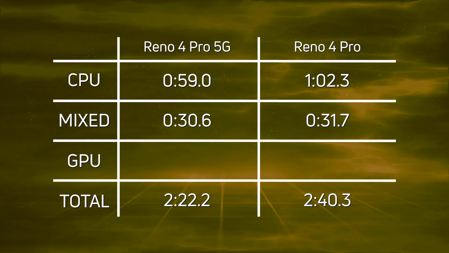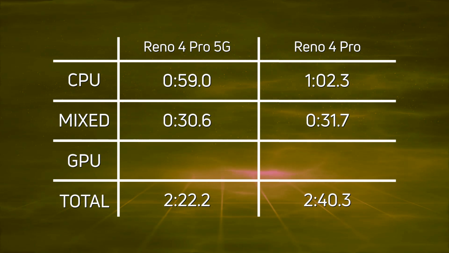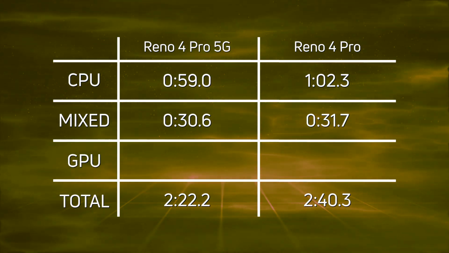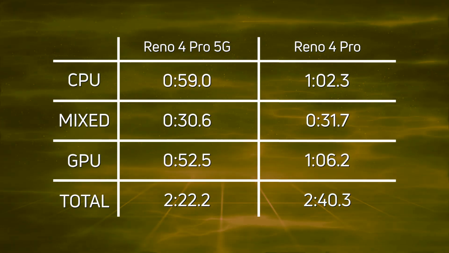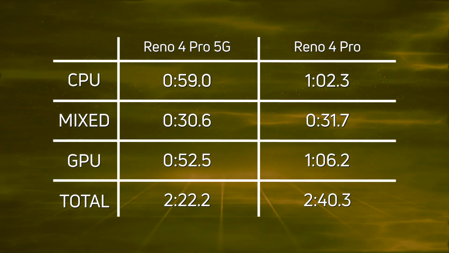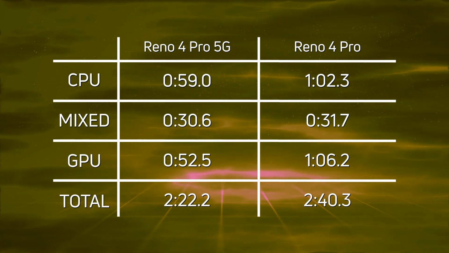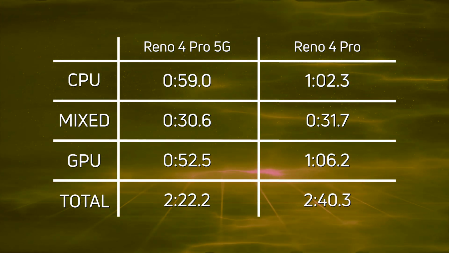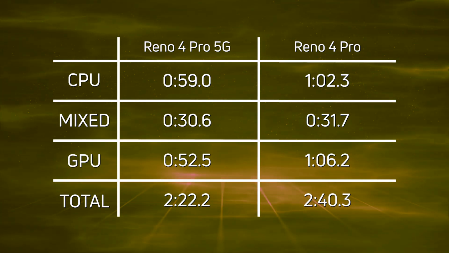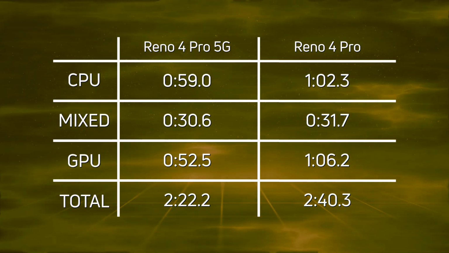Also, we got into the mixed CPU, GPU, 30.6 versus 31.7, a 1.1 second difference there. Again, a win for the 5G version. But we can see the real win here was in the GPU, 52.5 versus 1 minute 6.2. So that is a difference of 13.7 seconds. So quite a big difference in the GPU power. And that meant that when you add up all the scores, the 5G version with the Snapdragon 765G won, 2 minutes 22.2.